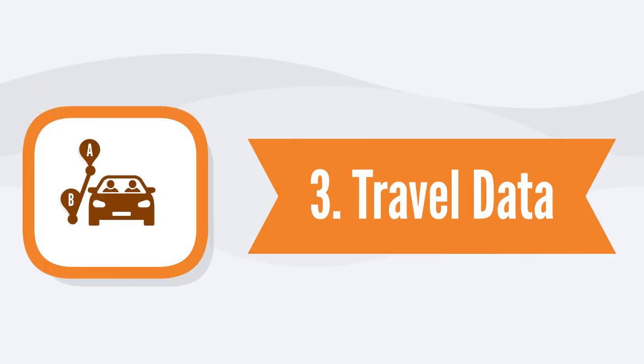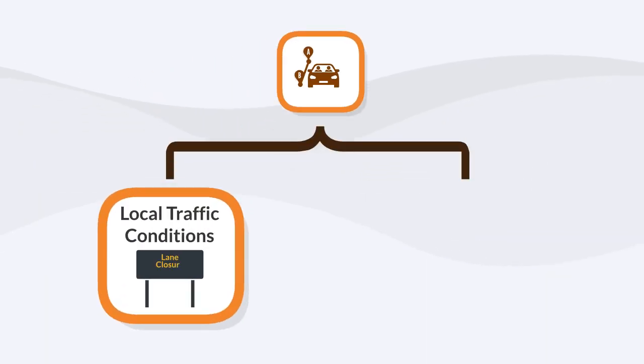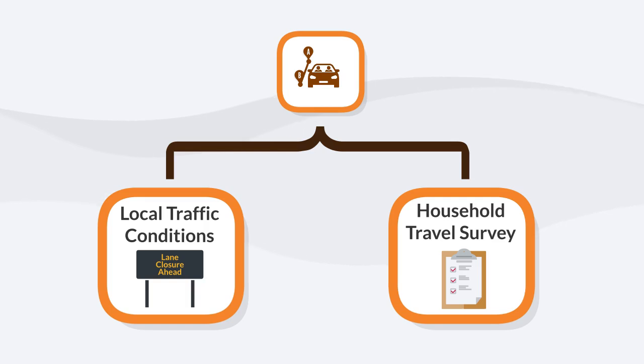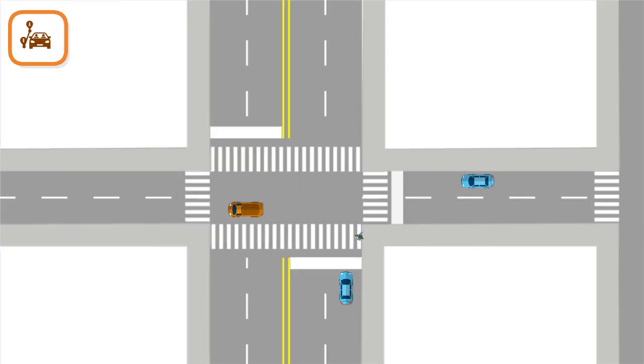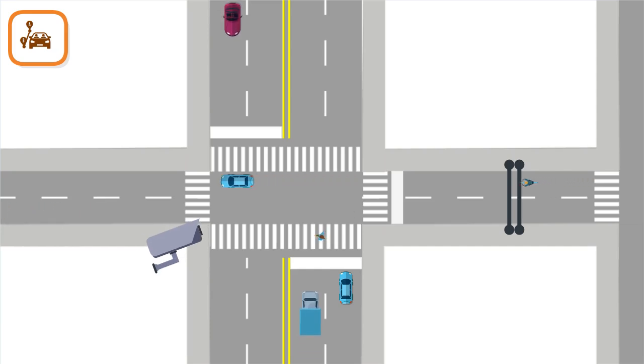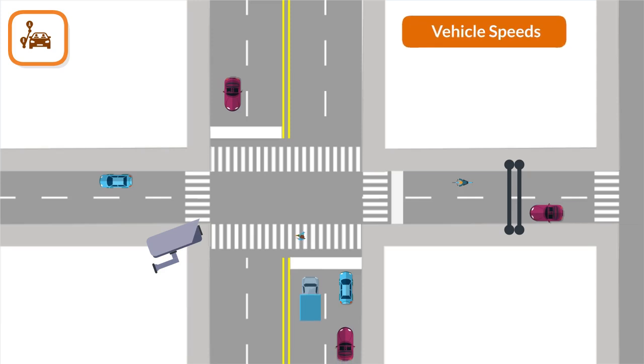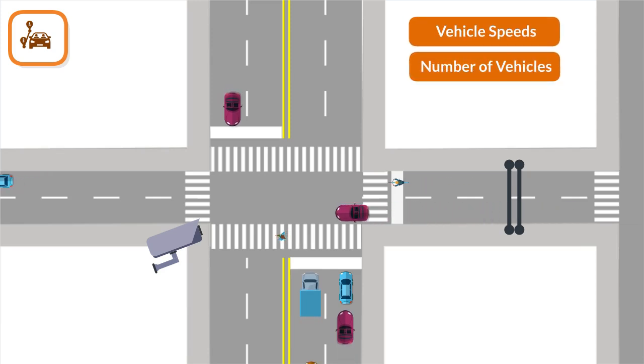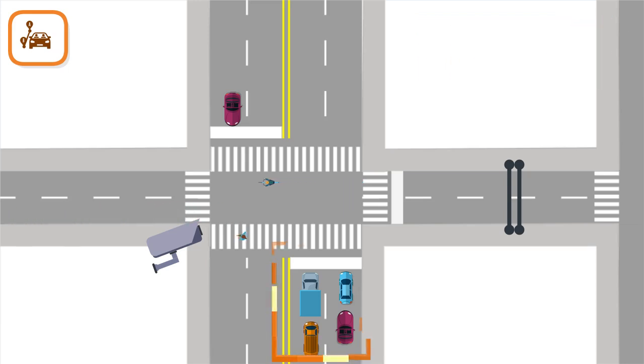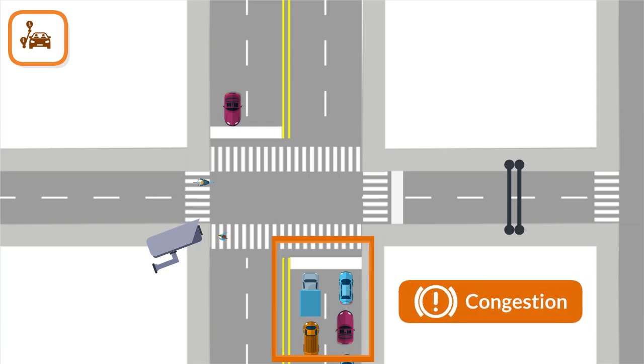Travel data. Travel data offers information about all of the trips and activities on a transportation network. This information can be gathered by observing local traffic conditions or from a household travel survey. Traffic data is typically collected by local jurisdictions through sensors or cameras at intersections or roadways. These systems track vehicle speeds and the number of vehicles. Analyzing traffic conditions on a corridor or intersection can help identify bottlenecks and congestion.